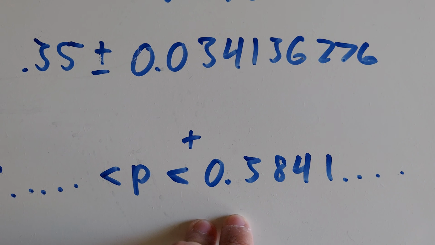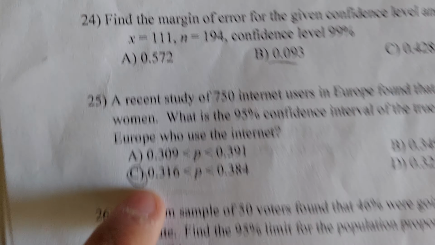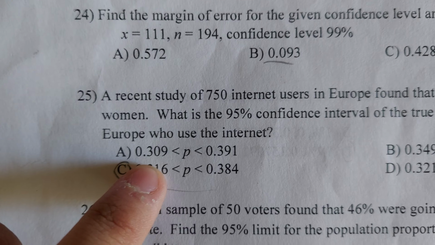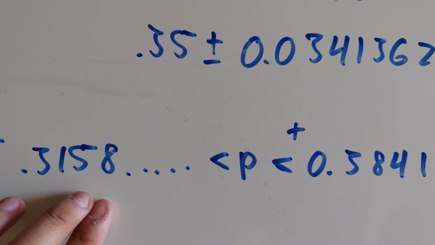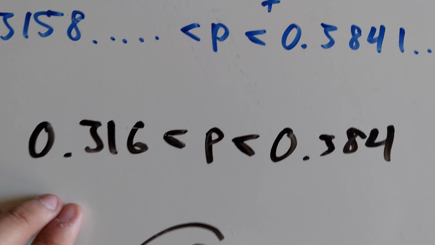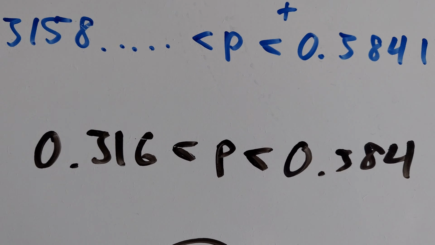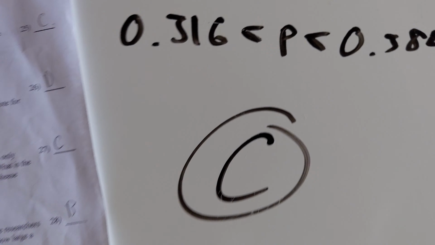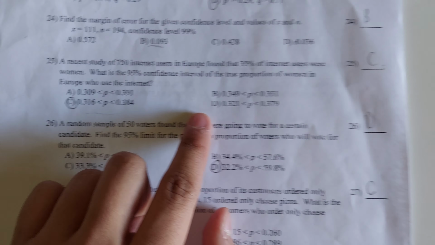and 0.3841. Now, in the homework, it shows that it's just one whole number in 3 decimal places. So we're going to do that to our answer, and we're going to round it. It's going to look like this: 0.316 < P < 0.384. That's going to be C, as shown here.